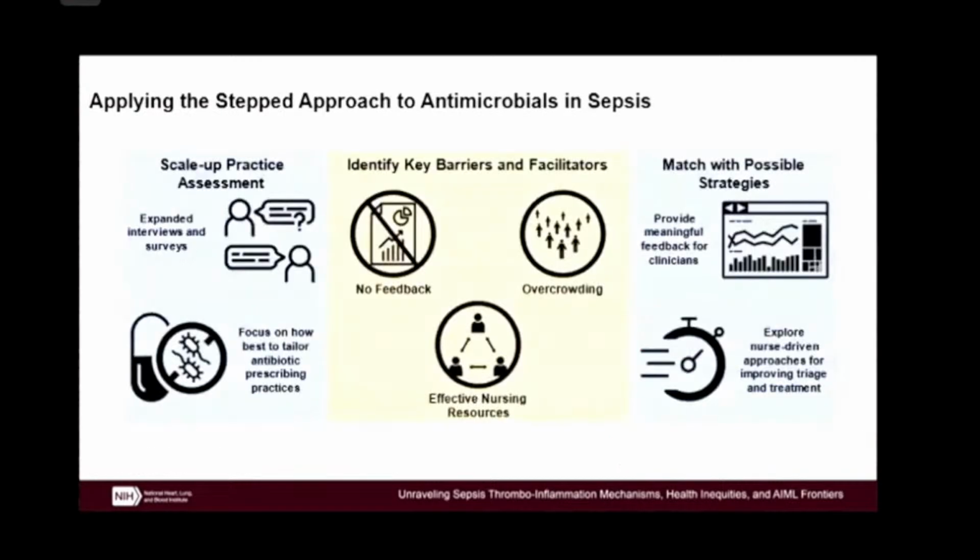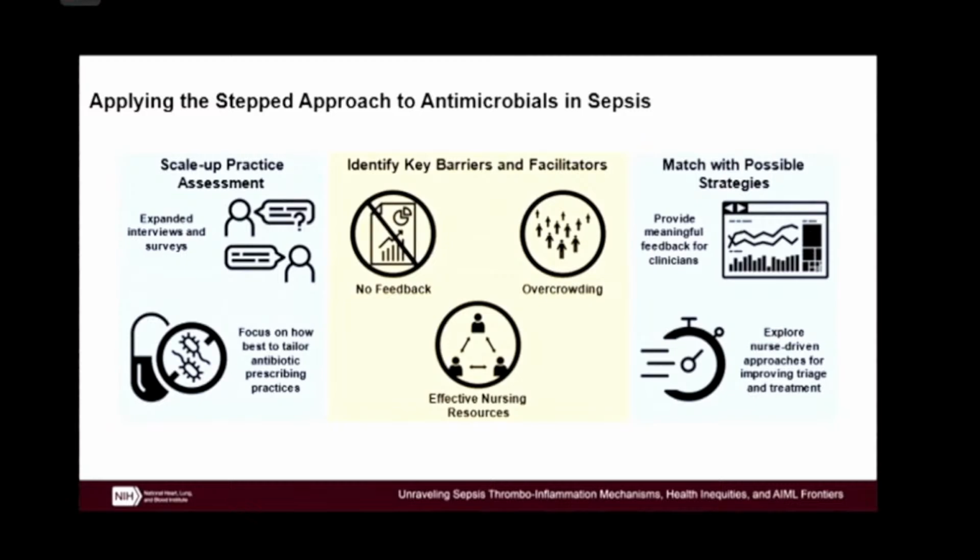Next slide, please. And just to put this all together, this is the way that we've thought through this whole process. On the left-hand side, we have practice assessment. The quantitative example, I described at the beginning, looking at variation. That's an example, but we do need to expand upon some of the qualitative work we've been doing as well. So we would want to do interviews and surveys to better understand barriers and facilitators, specifically relevant to this idea of tailoring antibiotics based on patient severity.